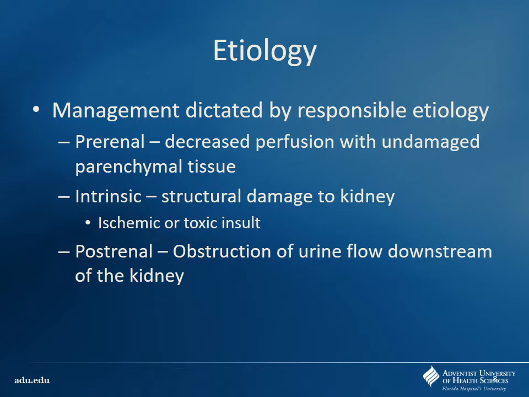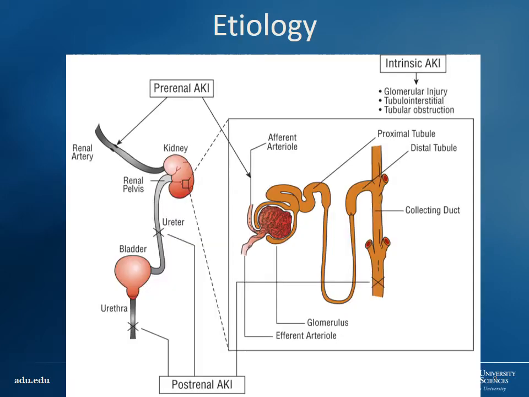So again, not as common, but it could be something to consider depending on the medications that they're on. Looking at the prerenal, this is going to be everything before the kidney. The actual intrinsic kidney injury can be broken down into whether it's glomerular injury, tubular, interstitial, or tubular obstruction, where you can see issues with intrinsic causes. And then later on you have post-renal AKI.